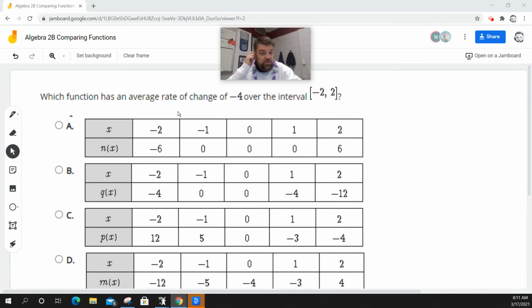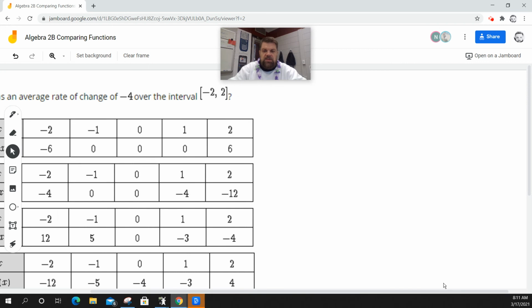Okay, so this one says, which function has a rate of change of -4 over the interval -2, comma 2? So remember that's the slope. What we're really saying is, remember that the rate of change is the same as the slope, which the formula for that is y sub 2 minus y sub 1, right? This is an Algebra 1 concept, all over x sub 2 minus x sub 1. In fact, I even covered it with you guys in geometry a little bit.